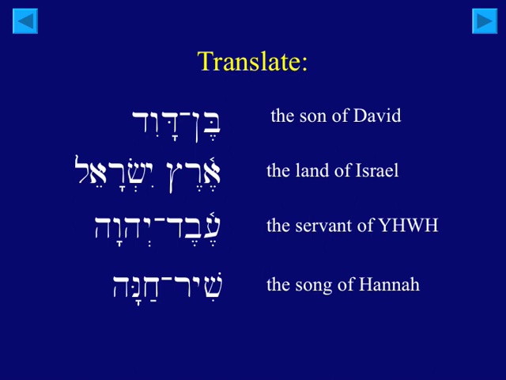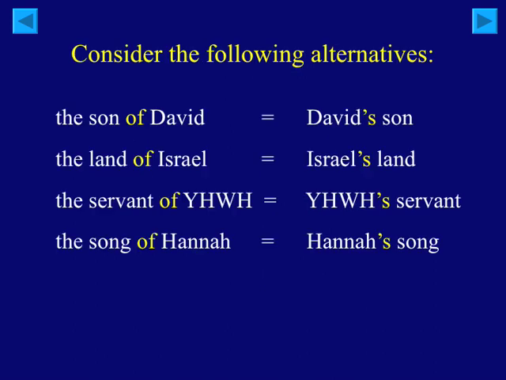These constructions in English, the son of David, the land of Israel, etc., these might also be translated as simply David's son, Israel's land, Yahweh's servant, Hannah's song. In English, we can go either way, depending on what we think works best in what we're saying. But the meaning is the same. It's a way of expressing, in this case, possession.